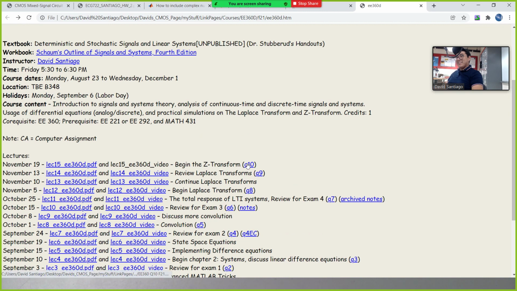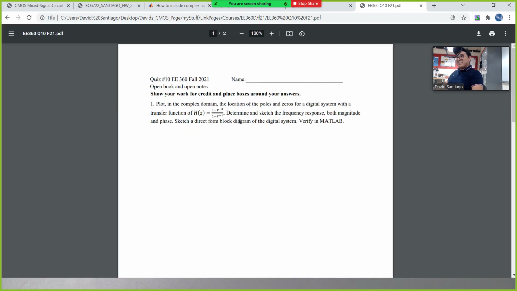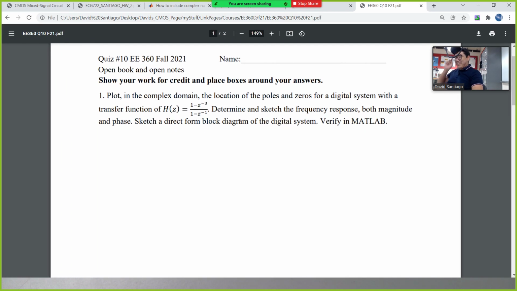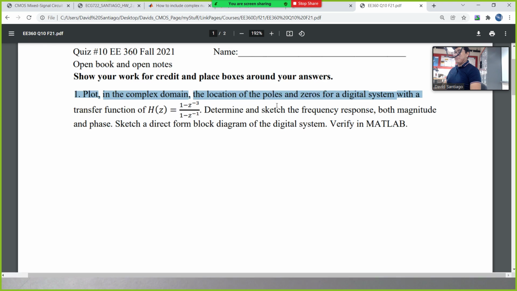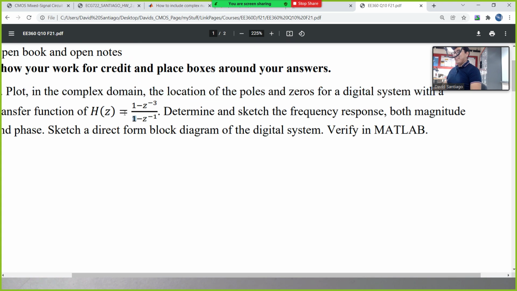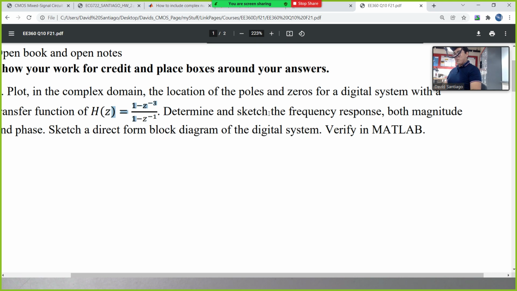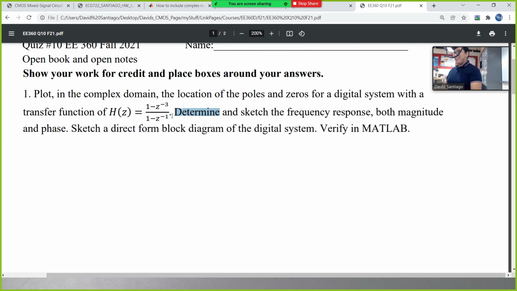Let's look at Q10. I ask everyone to plot in the complex domain the location of the poles and zeros for this digital system with the transfer function H(z) = 1 - z^-3. We're going to determine the frequency response, both the magnitude and the phase, and then sketch a little block diagram. And we're going to verify in MATLAB, and I have a surprise for everyone.